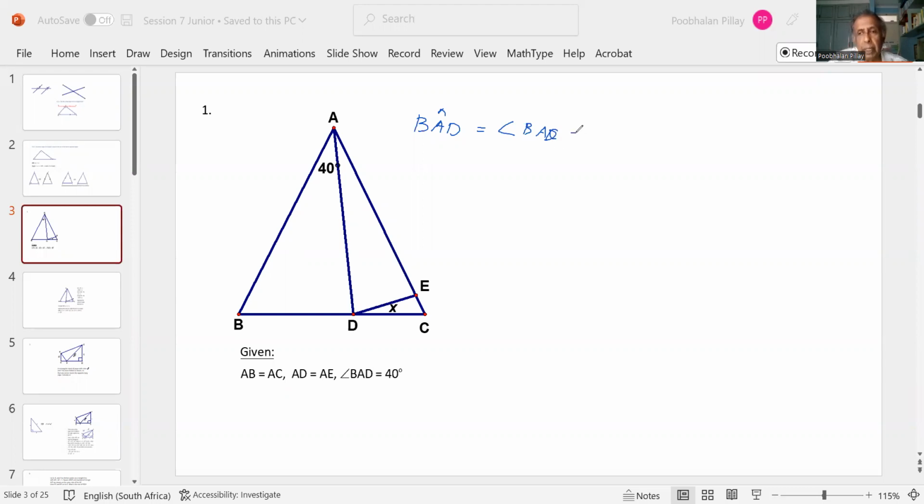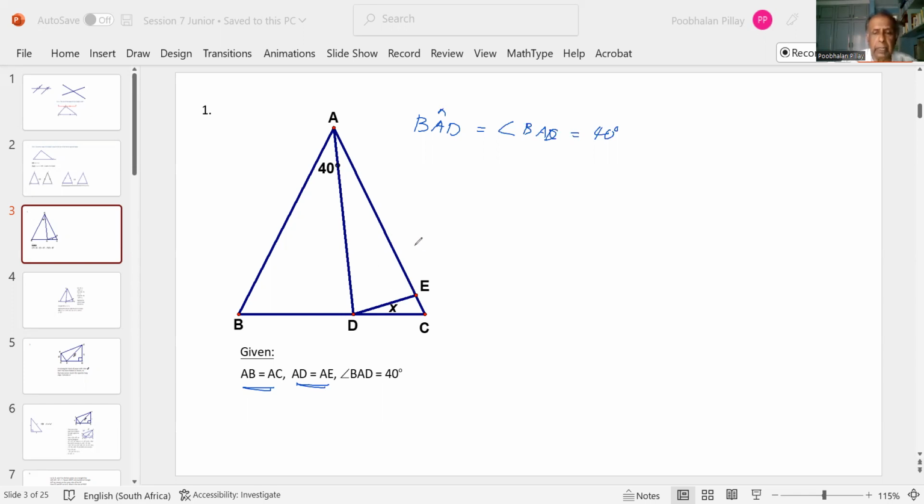In this case, it's given that this angle here is 40 degrees. But you're also given some other things. You're given that AB is equal to AC. In other words, triangle ABC is isosceles. Two sides are equal. You're also given that AD equals AE. So if you look at the picture now, AD equals AE, which means that triangle ADE is also isosceles.